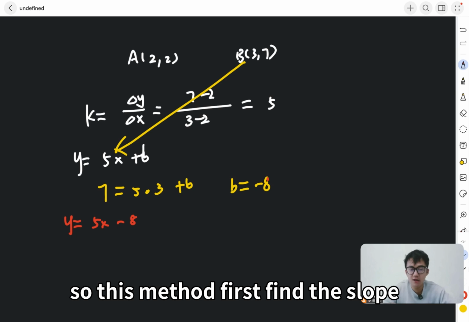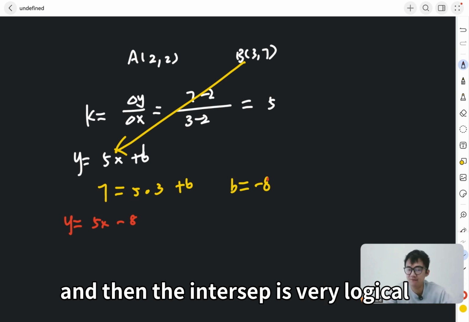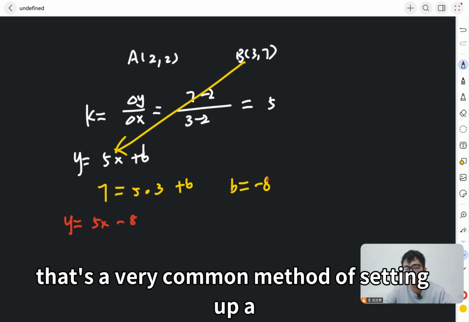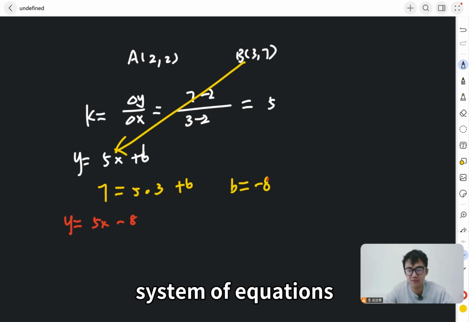So this method, first finding the slope and then the intercept, is very logical. It's a very common method, alongside setting up a system of equations.